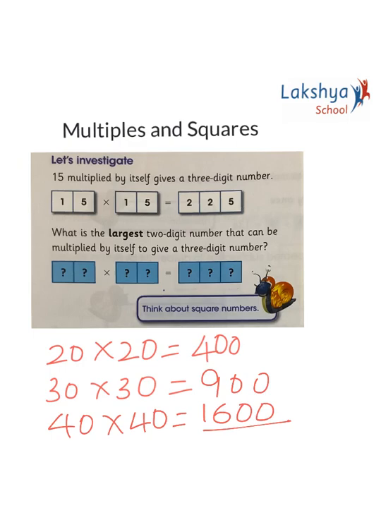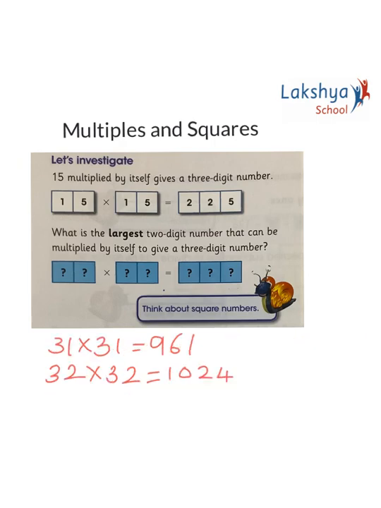Now let's start working out from 31. So 31 multiplied by 31 gives us 961. 32 multiplied by 32 gives me 1024, which becomes a 4-digit number. So the number over here would be 31 multiplied by 31, giving me the largest 3-digit number, that is 961.